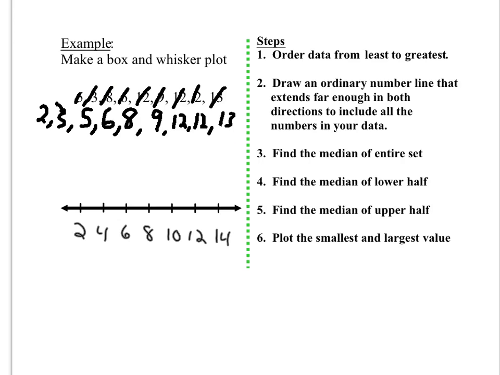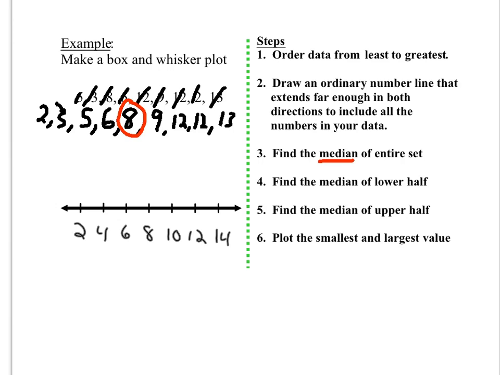Okay, so step 3 is to find the median of the entire set. The median is, again, the middle number. So I want to find the middle number. Well, I've got 1, 2, 3, 4, 5, 6, 7, 8, 9 numbers. That means that the median is my 5th number. So I'm going to find the median here, and I'm going to circle it in red, and that's right here at 8.